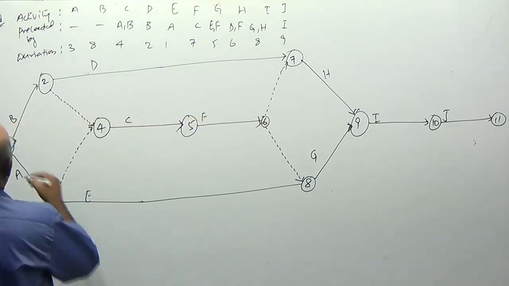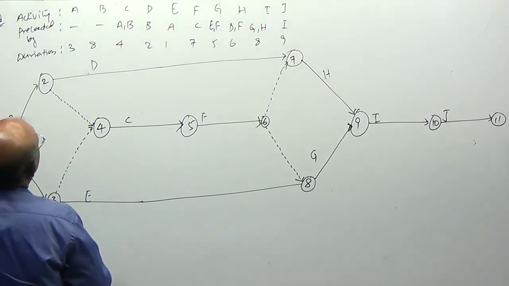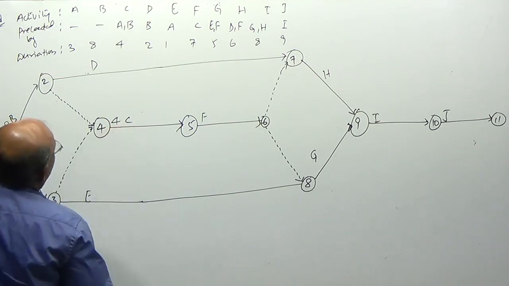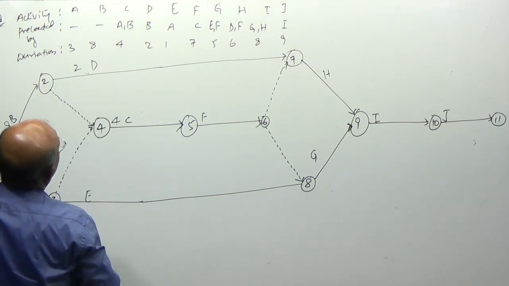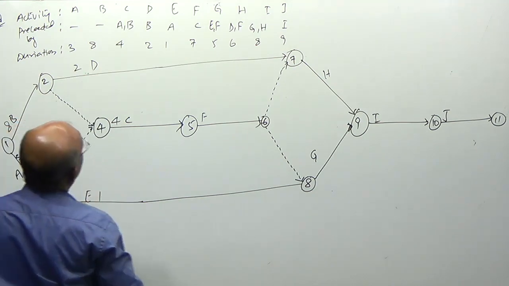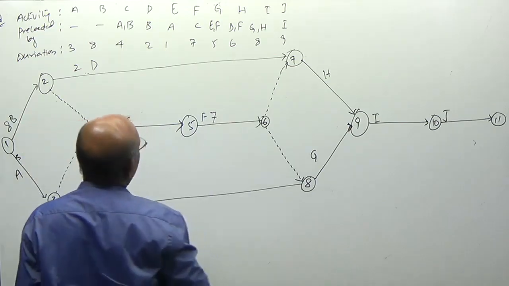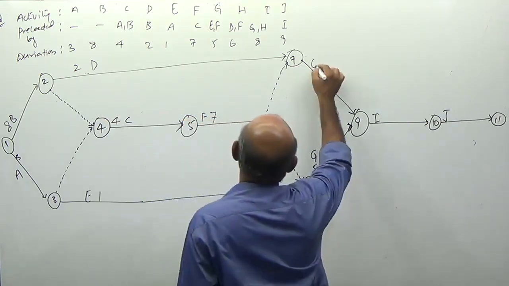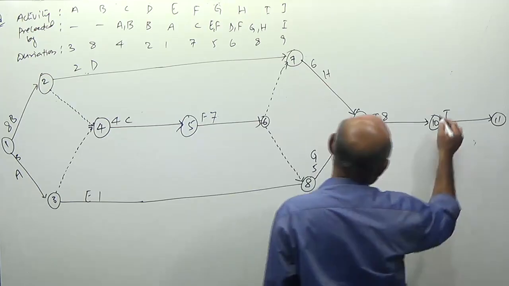Now activity A will take 3 days. Activity B will take 8 days. C will take 4 days. D will take 2 days. E will take 1 day. F will take 7 days. G will take 5 days. H will take 6 days. I will take 8 days. J will take 9 days.